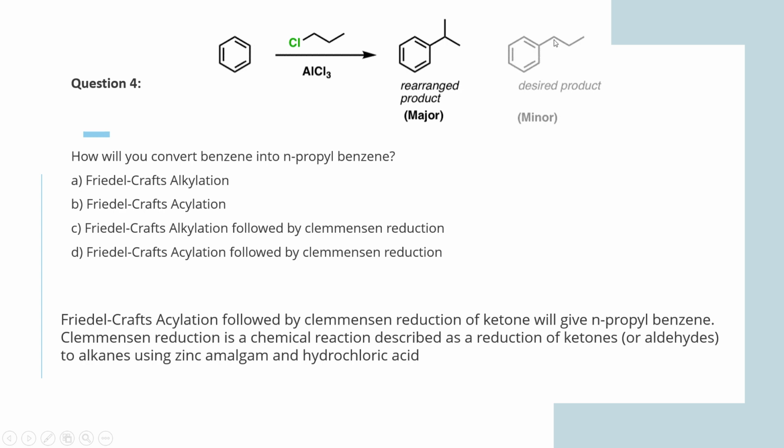Okay, like from acylation you will get a carbonyl group here, and after reduction you will get a propyl group attached to the benzene ring. So the correct option for the conversion of benzene into n-propyl benzene will be Friedel-Crafts acylation followed by Clemmensen reduction. So the correct answer will be D for the question.